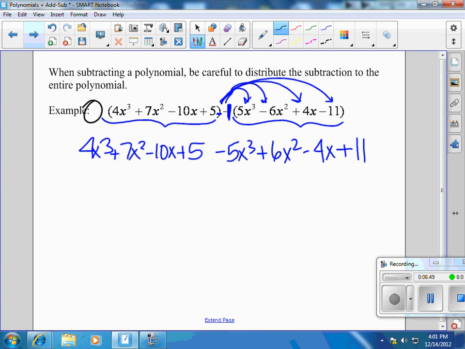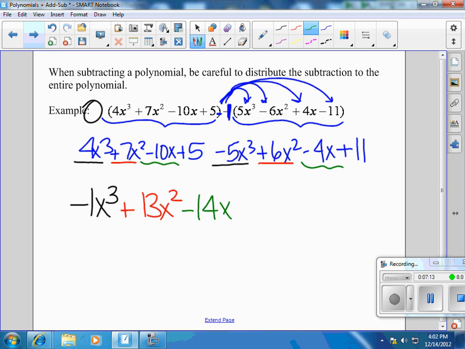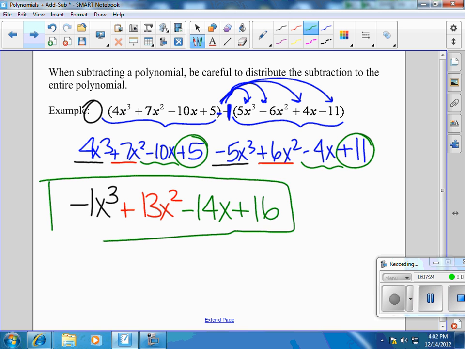And now it goes back to combining things that are alike. I have 4x cubed minus 5x cubed, so that gives me negative 1x cubed. And then my x squareds, I have 7 plus 6 more, which is 13x squared. Negative 10x. Minus 4 more x's leaves me with negative 14x. And then finally 5 plus 11, I get 16. And we're done. And you are also done with tonight's note.